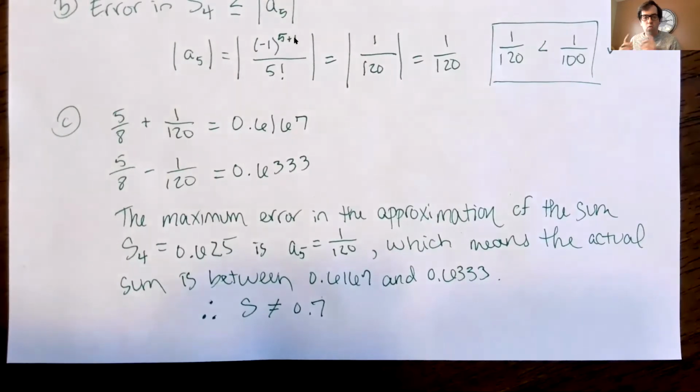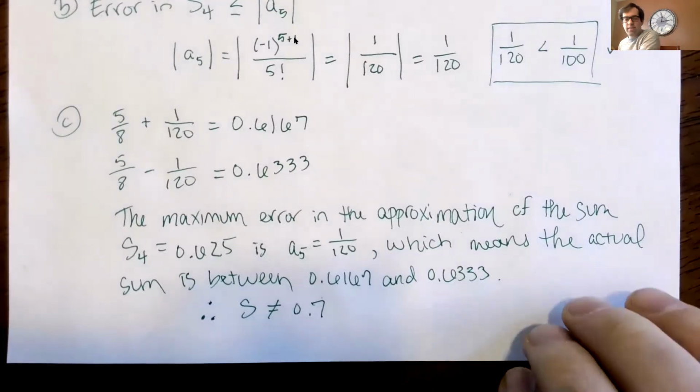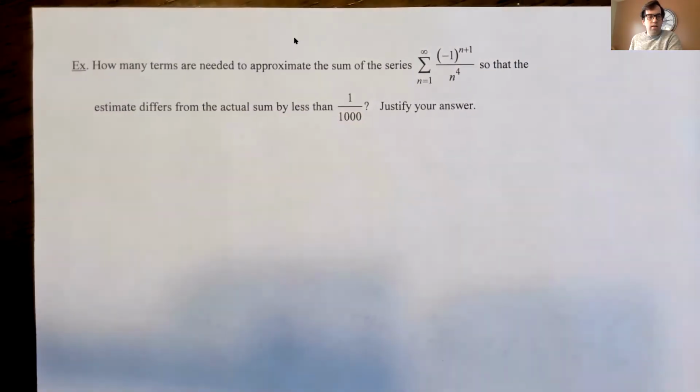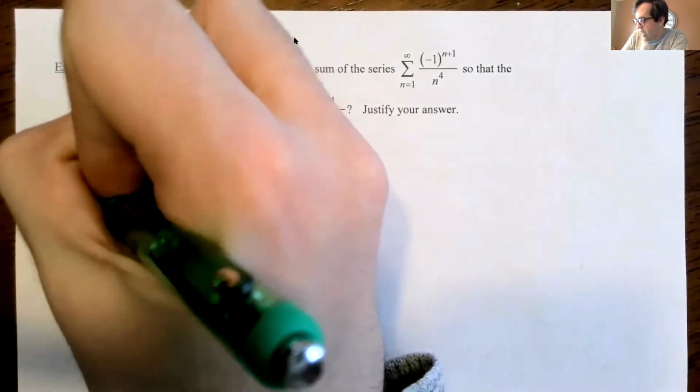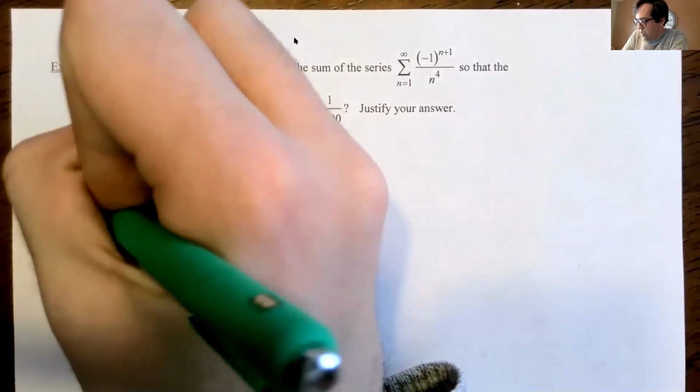We are going to try one more question together here on the back. How many terms are needed to approximate the sum of this series so that the estimate differs from the actual sum by less than 1 over 1,000? Justify your answer. So what I'm going to do here is just start to write out the first several terms. We're looking for a term that is less than 1 over 1,000. And once we find that term, everything before that term is going to be our estimate of the sum, our partial sum that we're going to use. And you'll see once I write that out, in case that description verbally didn't help.